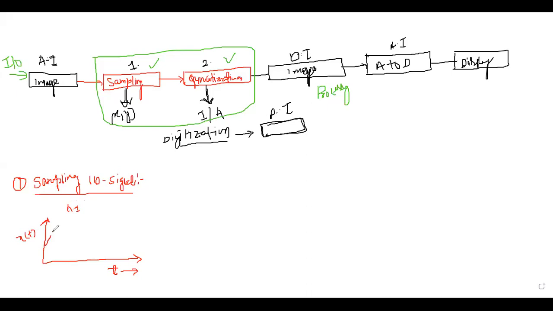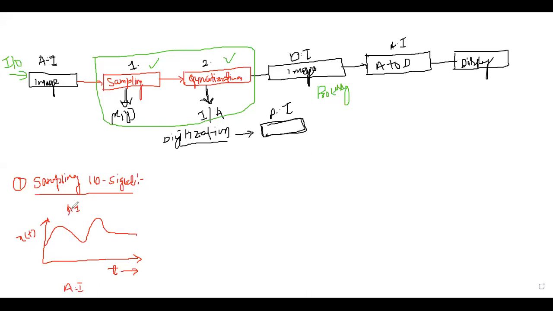Now suppose the graph of this will be like this. Fine. Now this is a continuous signal, or I can say analog signal. Why is it a continuous signal? Now you can see in the time domain t, x of t has continuous values. Fine. Now what is the problem with the continuous signal?